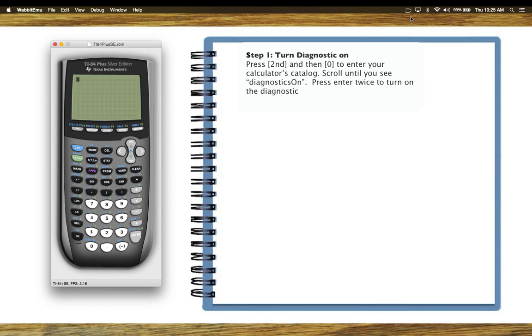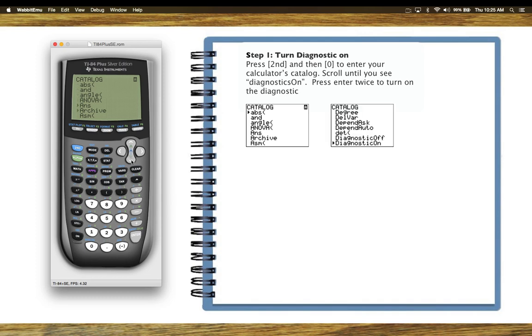And the way you do that is you go to second, and right above the 0 it says catalog. So if you press second and 0, you see the entire catalog for the calculator. Then you scroll down until you find diagnostic on. And the good news is this is alphabetized, so D is not that far down.